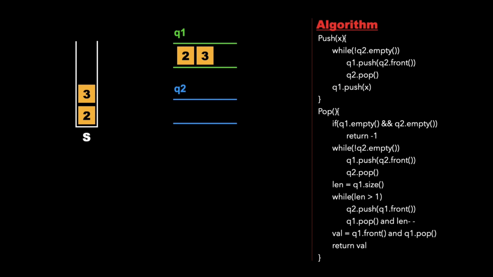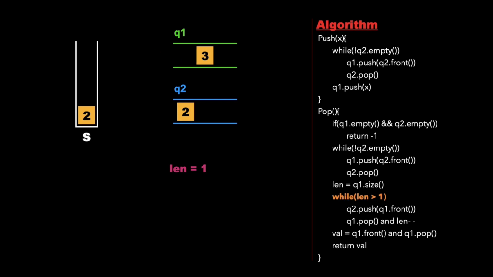Now let's have a look at our pop function. In case of pop function, first we check whether both the queues are empty, which is false. So we check whether Q2 is not empty, which is also false. Then we calculate the length of Q1 and store it in a variable called length. Then we pop out all the elements of Q1 except the last and push them into Q2. That is, we have a while loop where we check whether length is greater than 1. So we push the front of Q1 into Q2 and pop that particular element from Q1 and decrement the value of length.